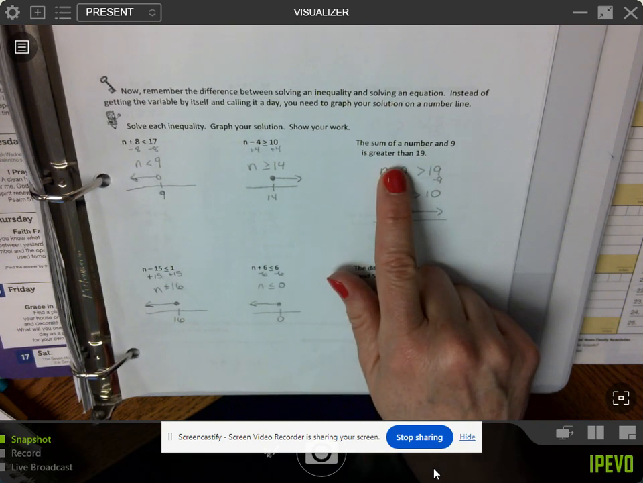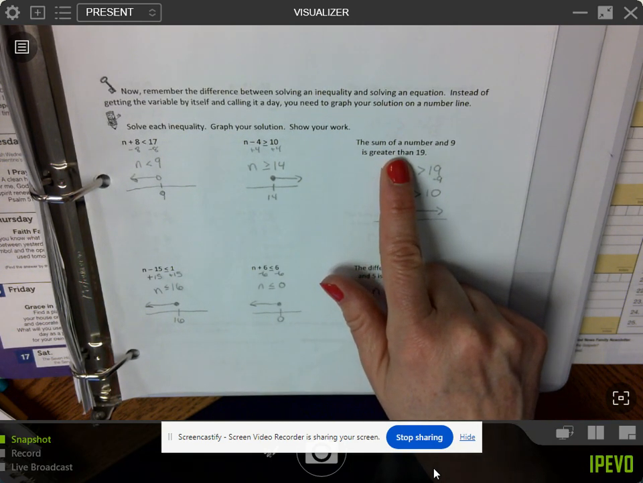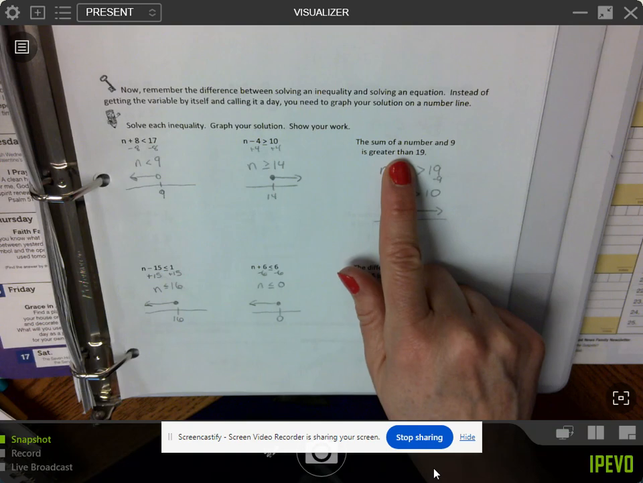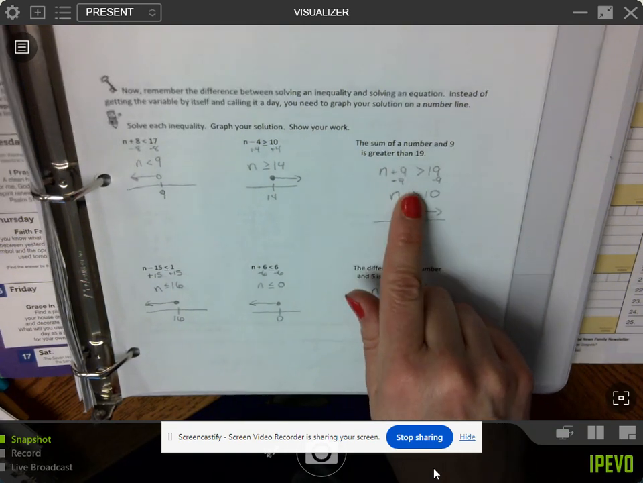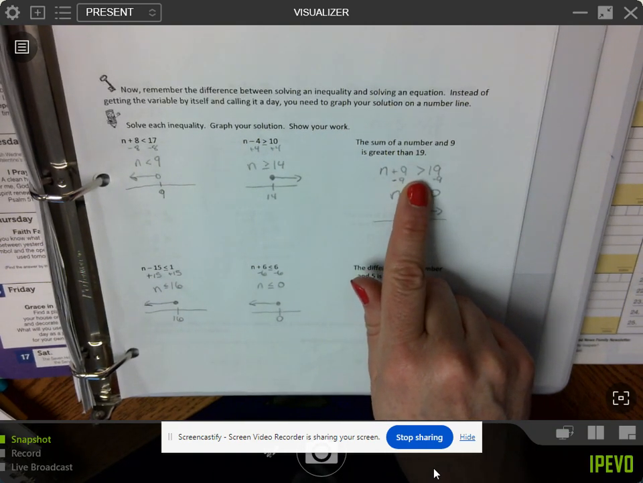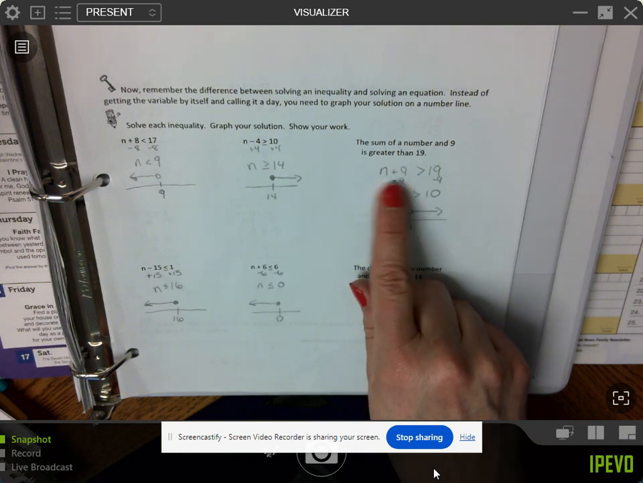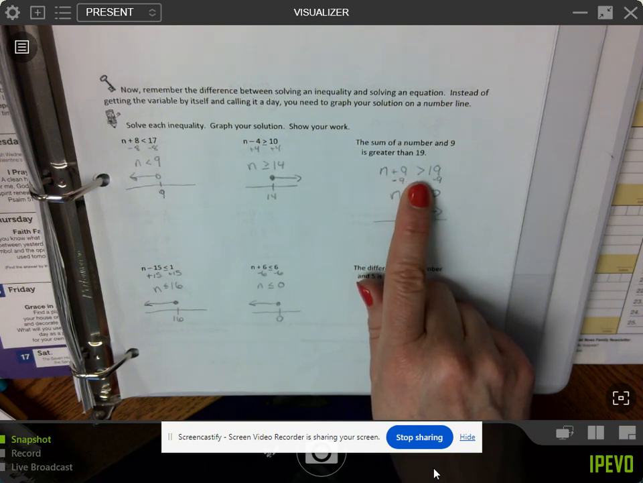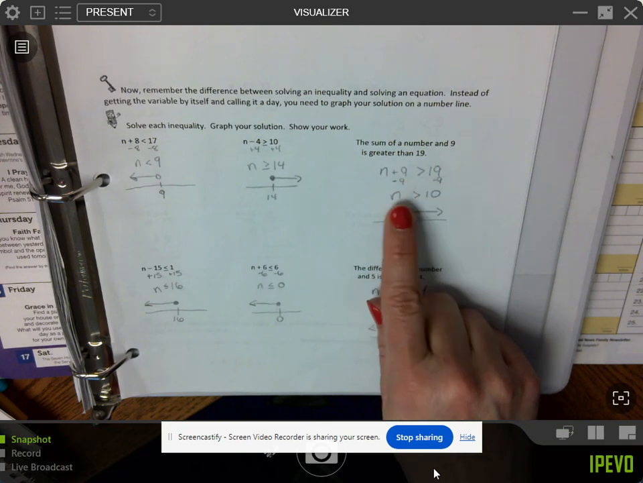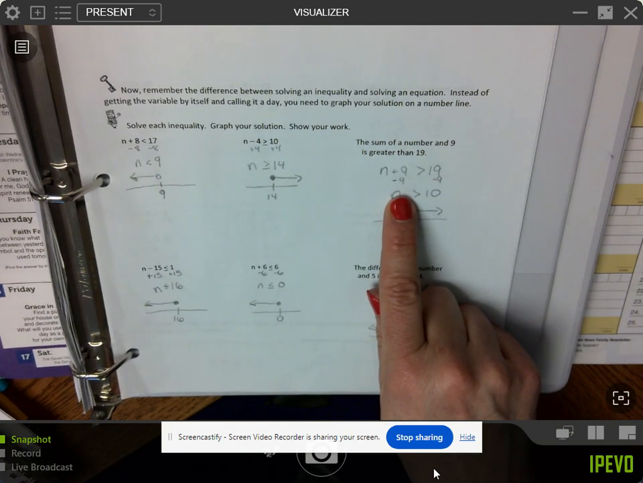Then it gives you the verbal phrase. So remember, when you're given the verbal phrase, you need to write the inequality. So the sum of a number and 9, so n plus 9, is greater than 19. Do our one-step opposite operation.